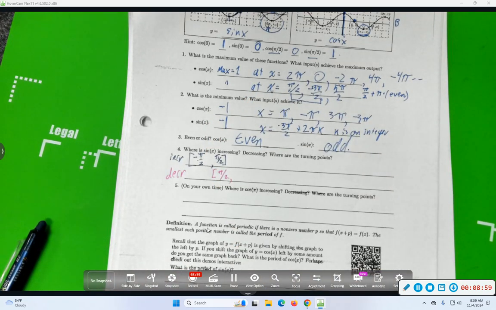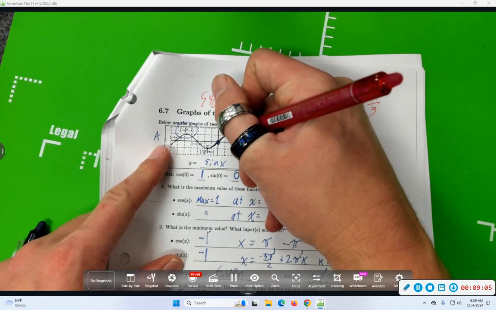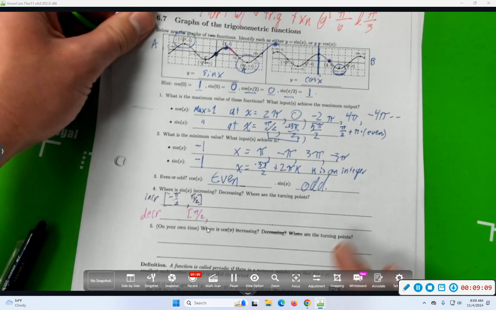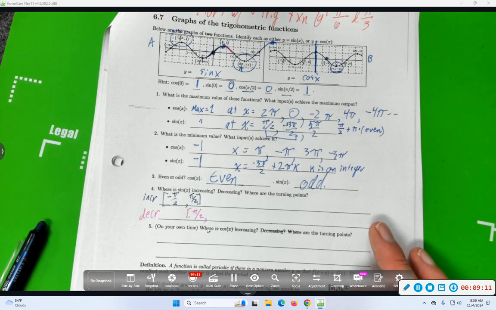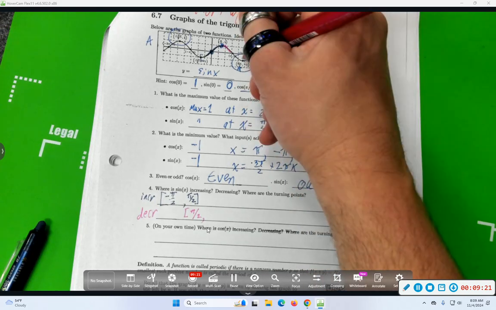And by looking at the graph of sine of x, if you start at pi over 2 and start going this way, how far to the right can you go and still have it be decreasing? When does it turn around? 3 pi over 2? Right. There's a turning point right here.